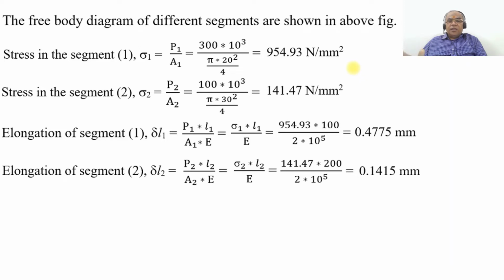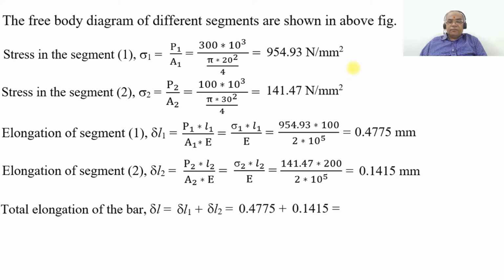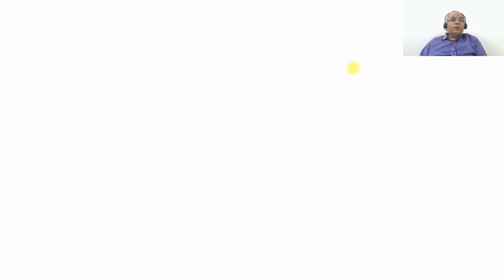Since both the sections have a tensile load, the total elongation will be equal to delta L, which is delta L1 plus delta L2. Substituting the values of delta L1 and delta L2 as 0.4775 plus 0.1415, it will be equal to 0.619 mm. So this is the final solution for our problem.